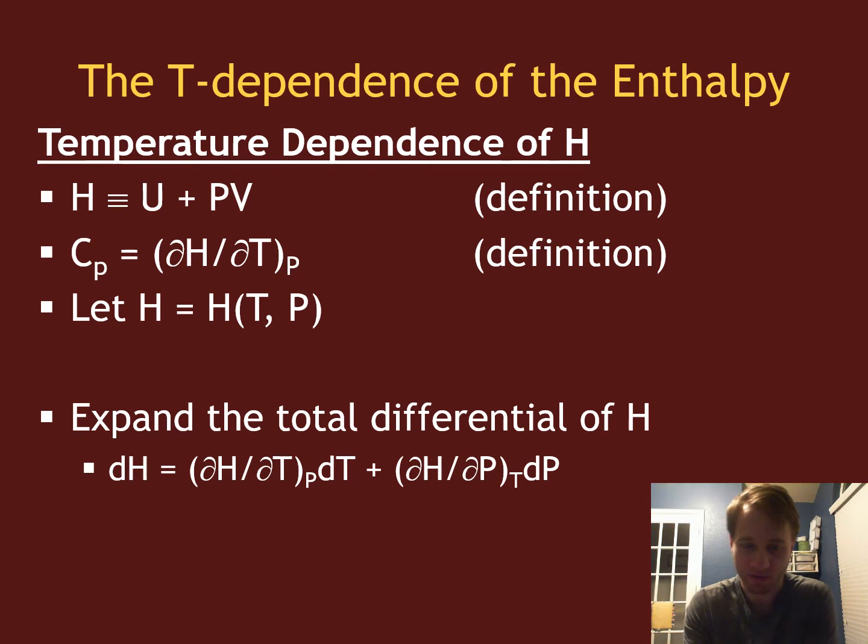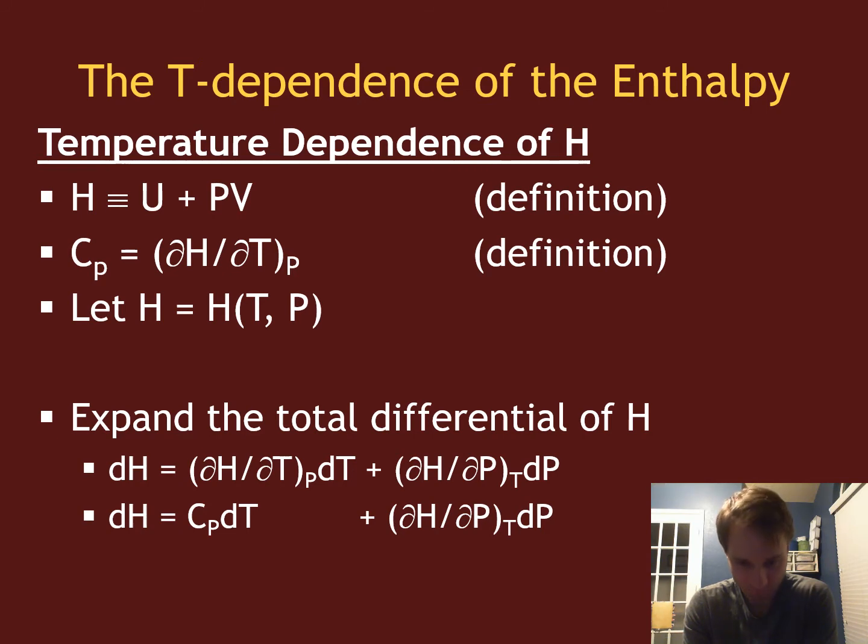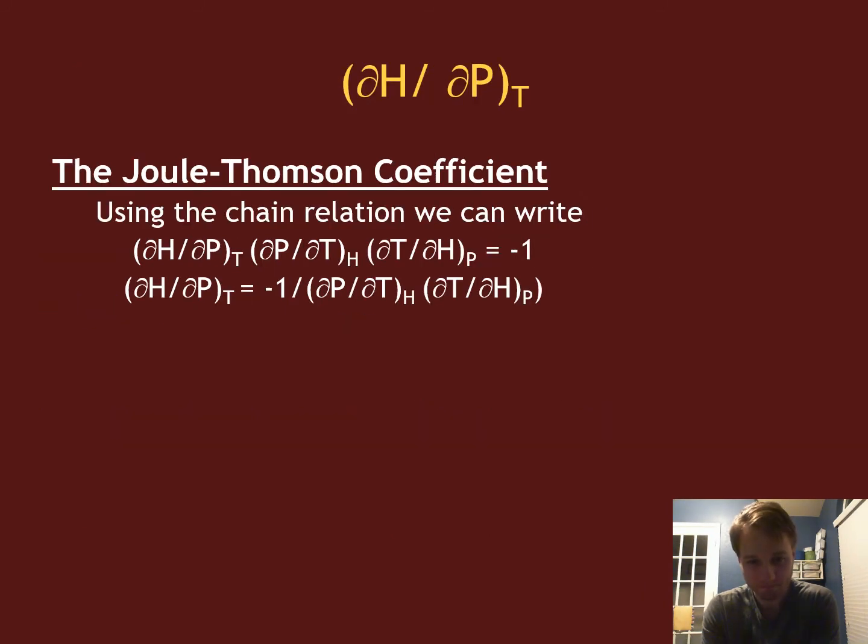It's just that enthalpy is thought of as a function of temperature and pressure, not a function of temperature and volume. We know what del H del T at constant P is. That's Cp, the constant pressure heat capacity. So the question is, what is del H del P at constant temperature? To do that, we're going to be using the Joule-Thomson coefficient and some rules of partial derivatives.